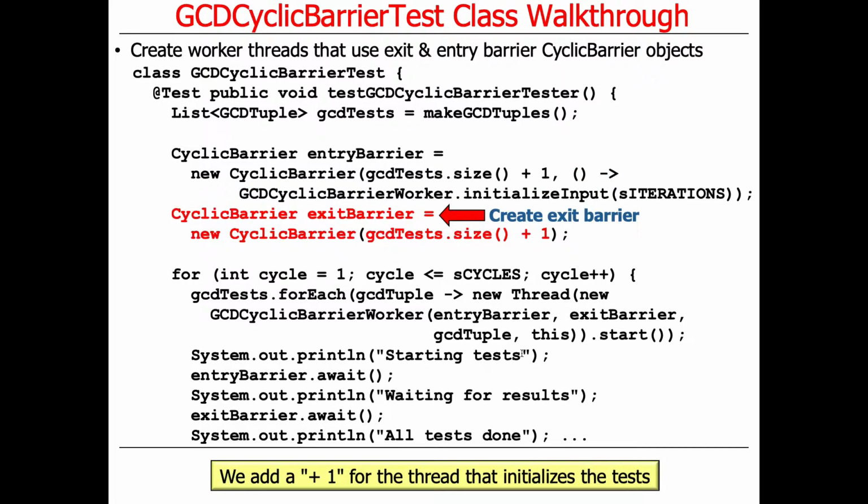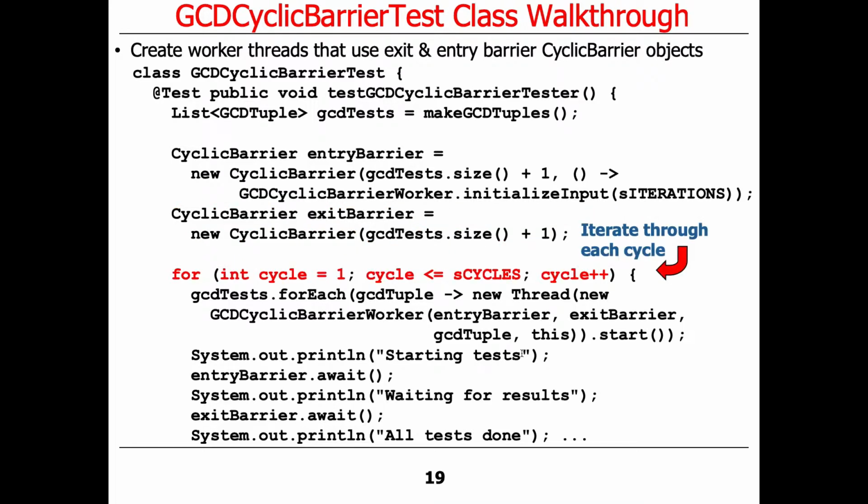We then go ahead and create an exit barrier, which also is the number of tests to run plus 1 for the main thread that initializes everything and kicks it off. We're now going to go through n cycles. So let's say we are going to run this 10 times just for fun to see. And the reason we're going to run it for 10 times is we want to see if it's always the case that the Euclid algorithms outperform the big integer GCD and the binary GCD implementation. So we're going to run this test multiple times.